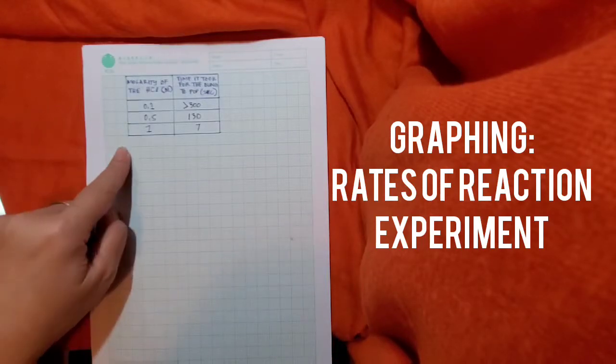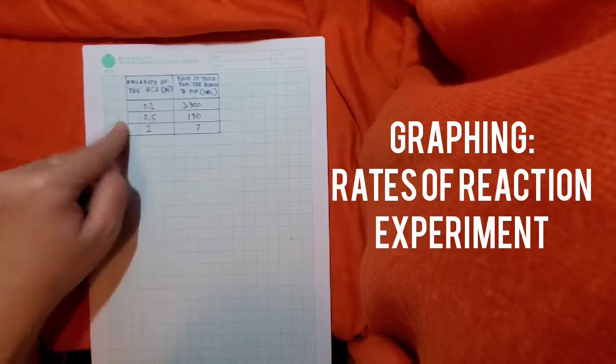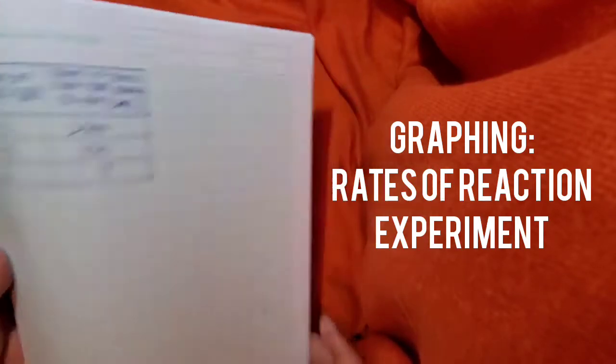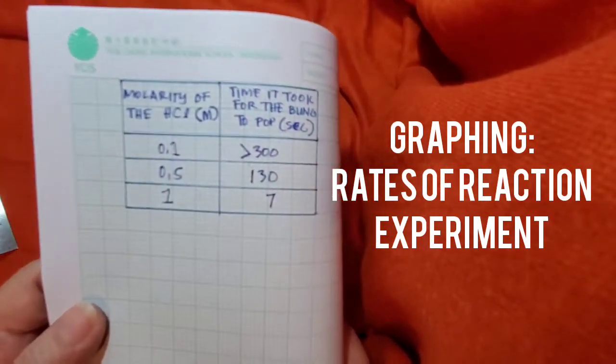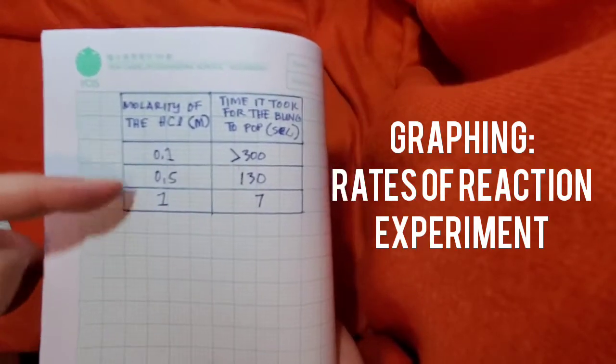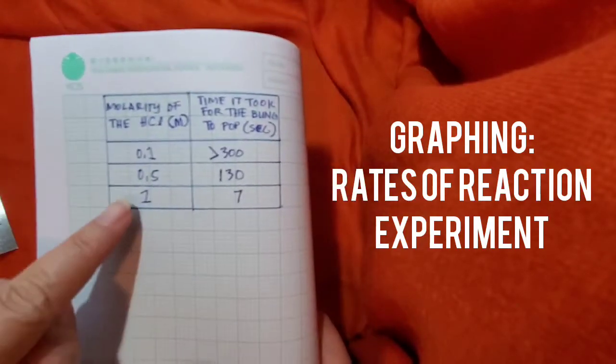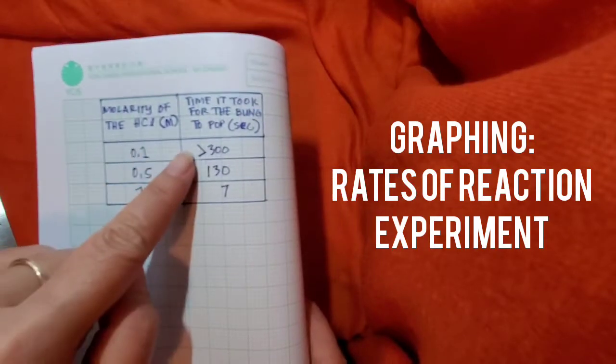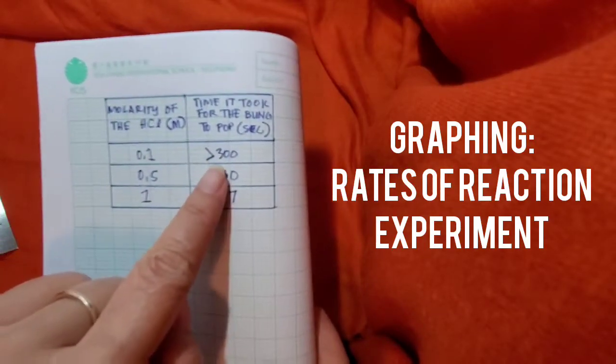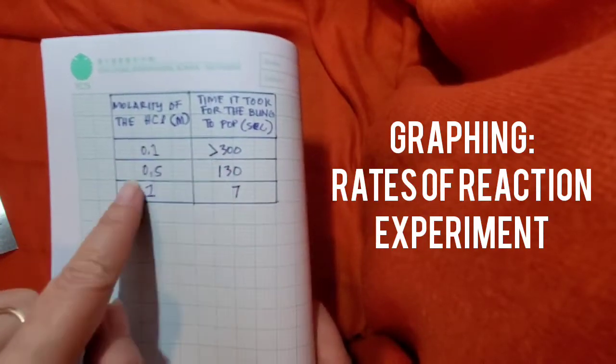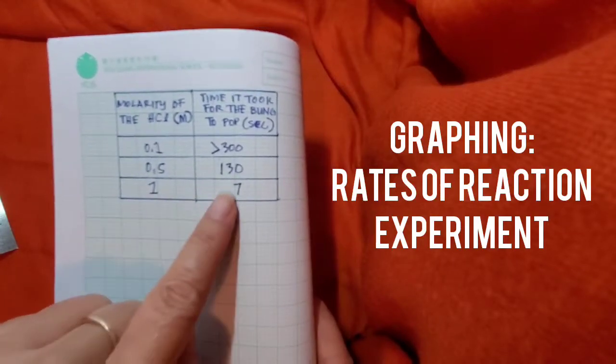Okay, so here is the results table. So I just used the three molarities: 0.1, 0.5, and 1. So as you can see, 0.1 mole took more than 300 seconds. 0.5 took 130, and 1 took 7.